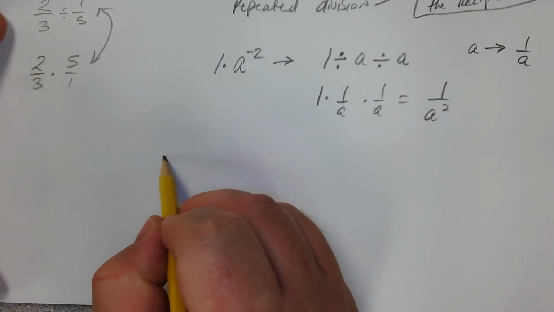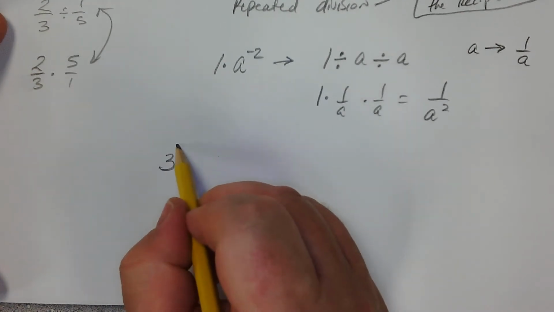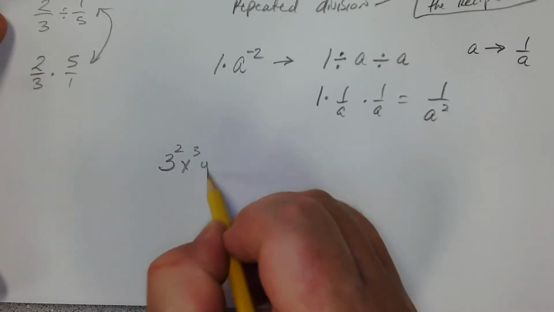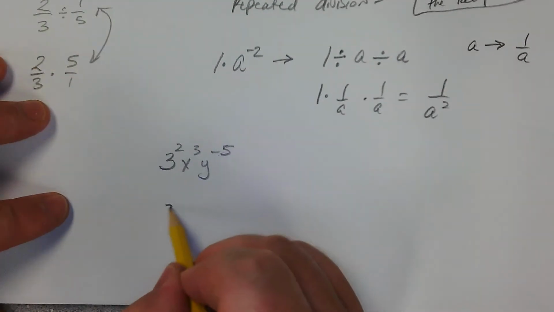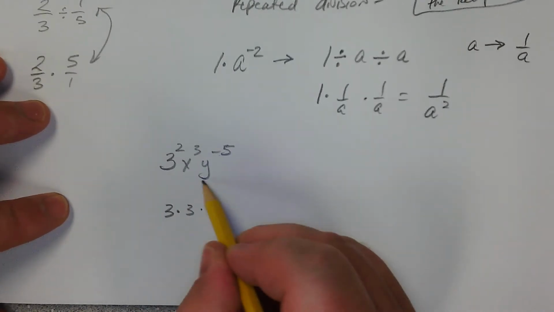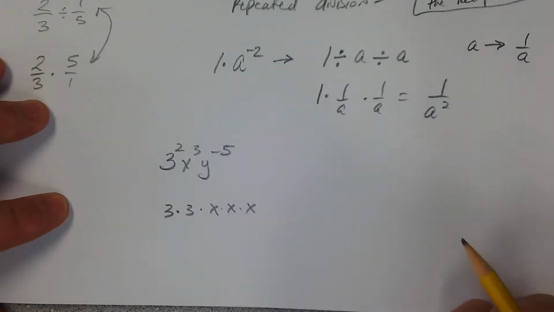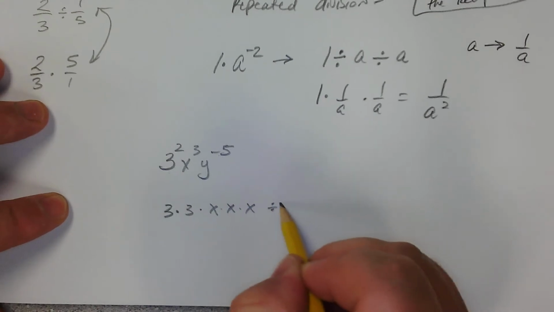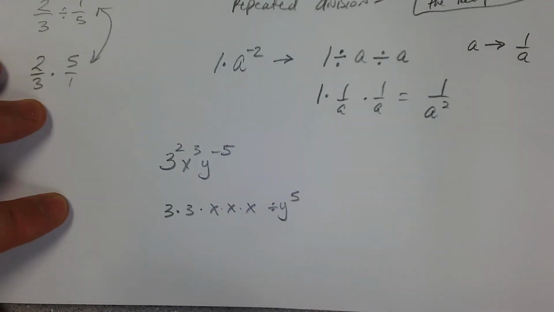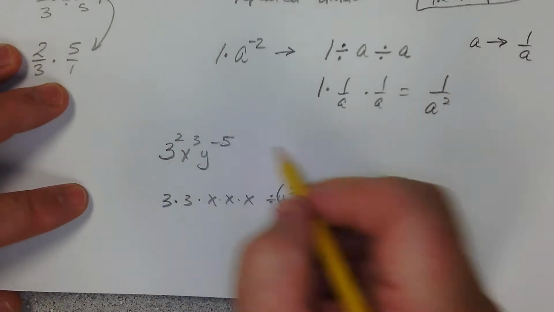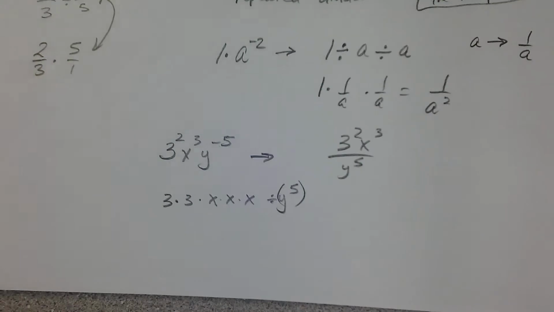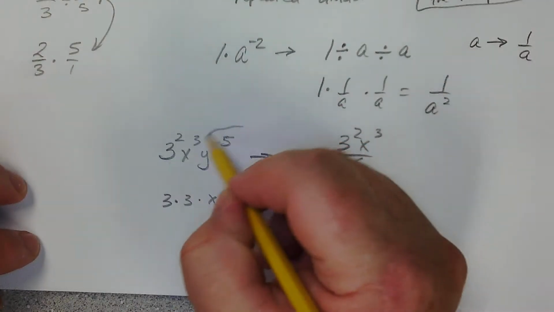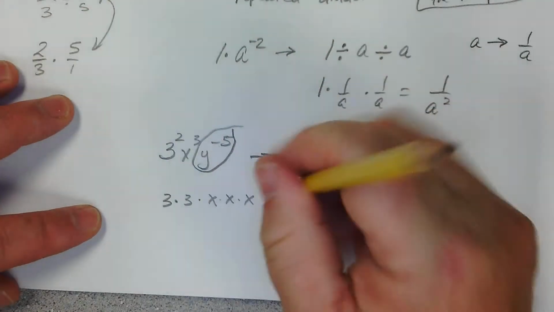So check this out. If we had something like 3 squared x to the 3rd y to the negative 5th. Well, let's talk about what this means. This is 3 times 3. And this is x times x times x. And the other is divided by y 5 times. Do you see? So, this is how you would do this. Boom, done. You're going to rewrite that as division. So we could also rewrite it like this right here.